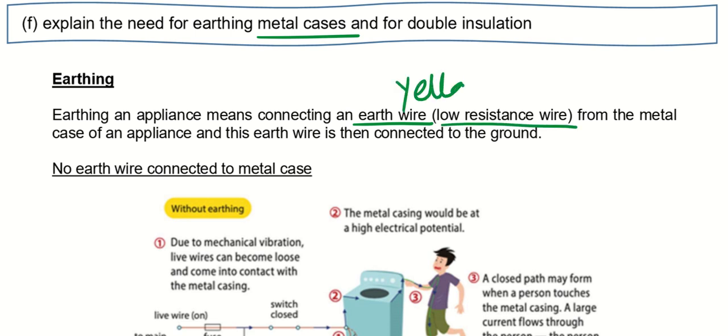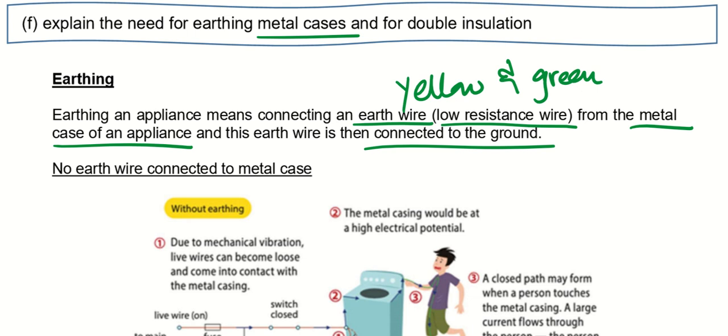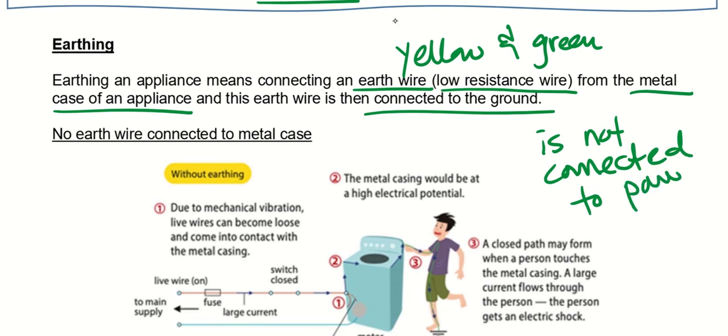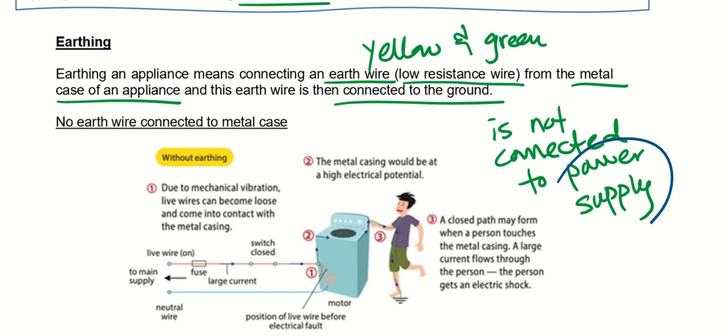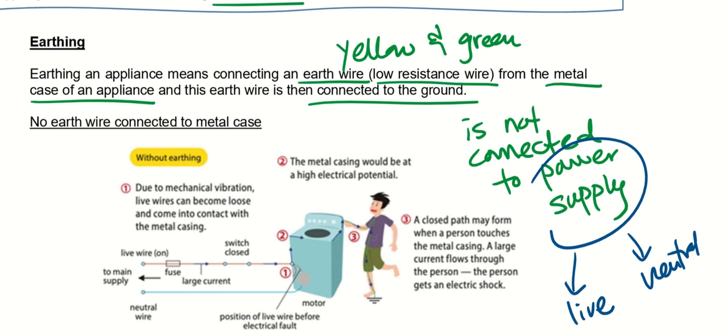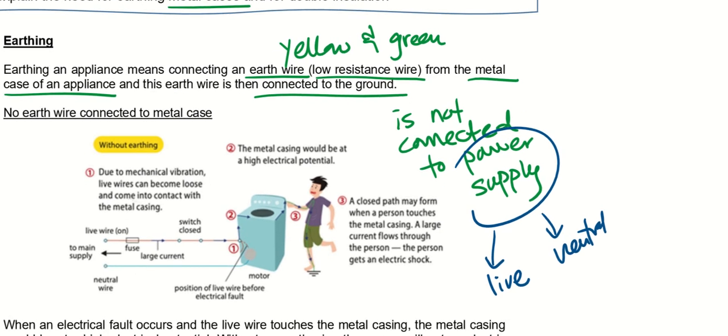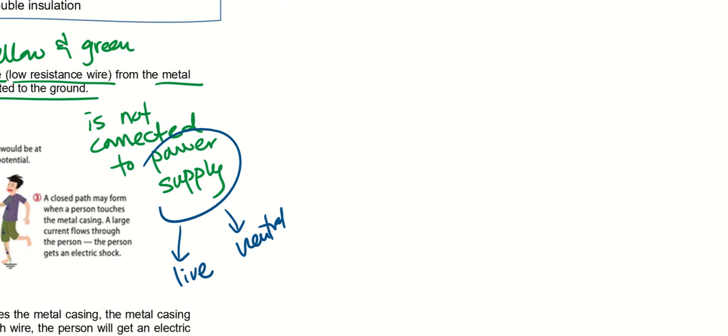It is yellow and green in the 3-pin plug, from the metal case of an appliance to the ground. That means this wire is not connected to the power supply directly. The wires that are connected to the power supply will be your live and neutral. This earth wire is purely between the metal case and the ground that we are stepping on.